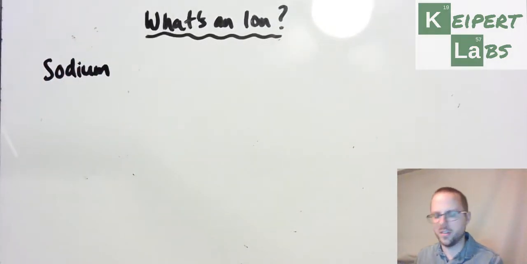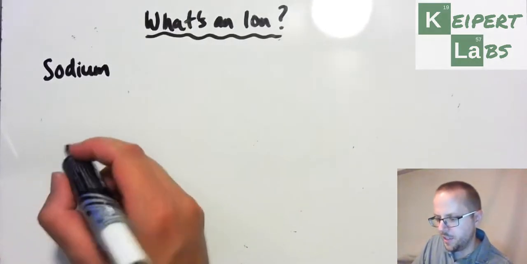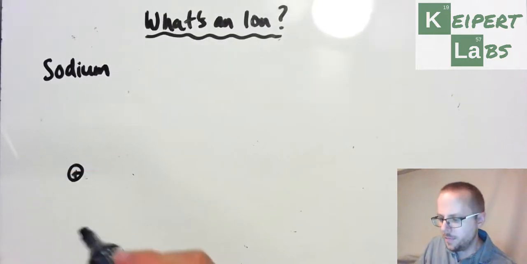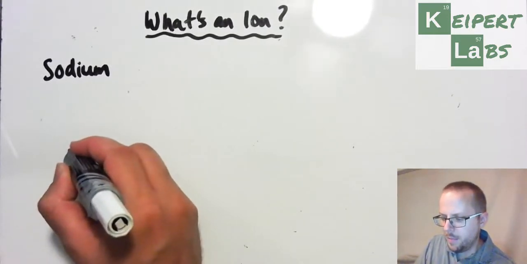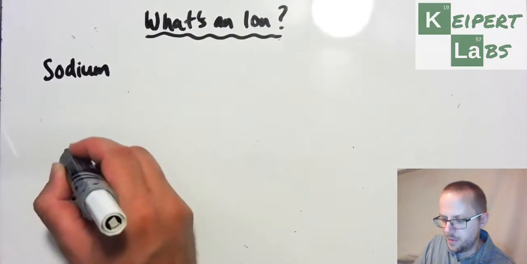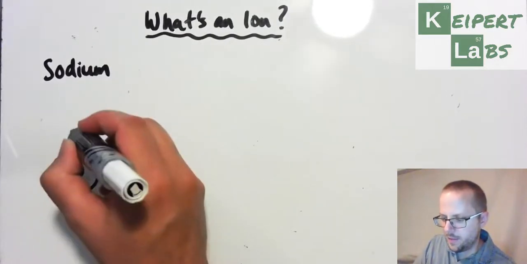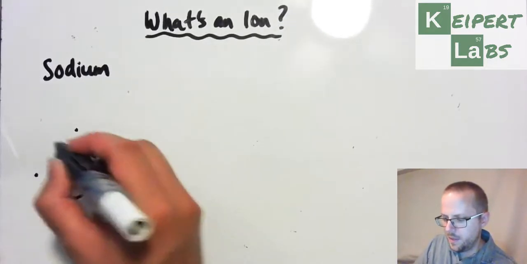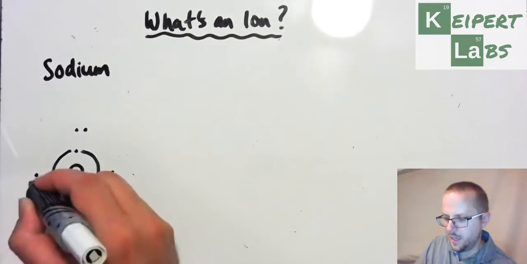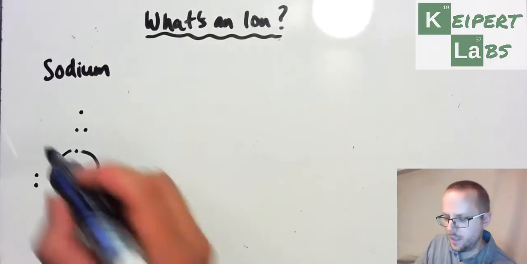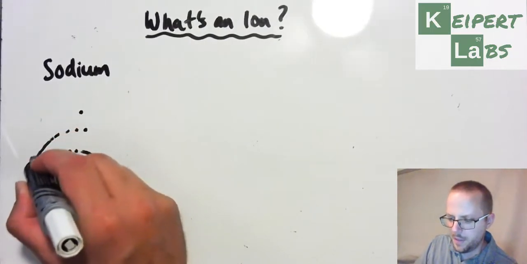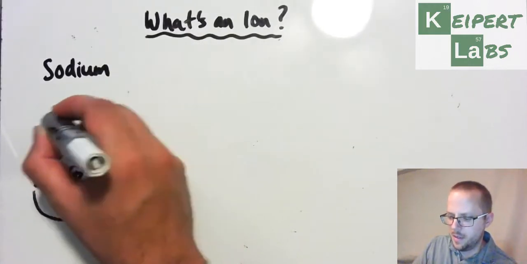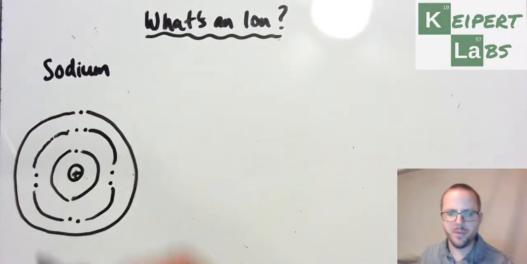Okay, so we've got sodium. I'm going to see if I can do a simple representation here for you. So sodium: we have a positively charged nucleus in the middle, and then we've got 11 electrons going around the outside. 1, 2, 3, 4, 5, 6, 7, 8, 9, 10, 11. These electrons are orbiting around the nucleus in the energy shells that we talked about before.